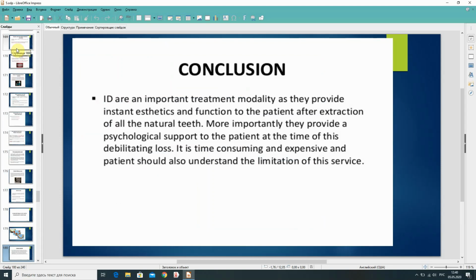Conclusion. Immediate dentures are an important treatment modality as they provide instant aesthetics and function to the patient after extraction of all the natural teeth. More importantly, they provide physiological support to the patient at the time of this debilitating loss. It is time consuming and expensive, and patients should also understand the limitations of this service.